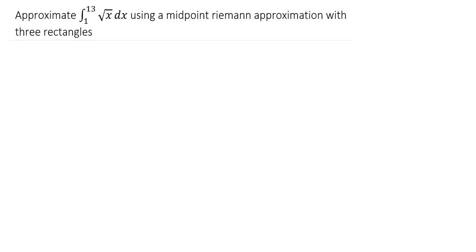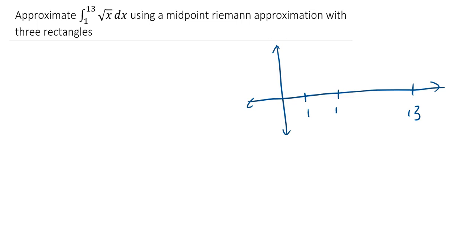Similar problem. Here I'm approximating the area under the graph of square root of x. So I've got square root of x between 1 and 13. And this time it wants me to do it with 3 rectangles. Again, I'm going to do equally spaced rectangles. So to get from 1 to 13 in 3 intervals, I'm going to go 1 to 5, 5 to 9, and 9 to 13.